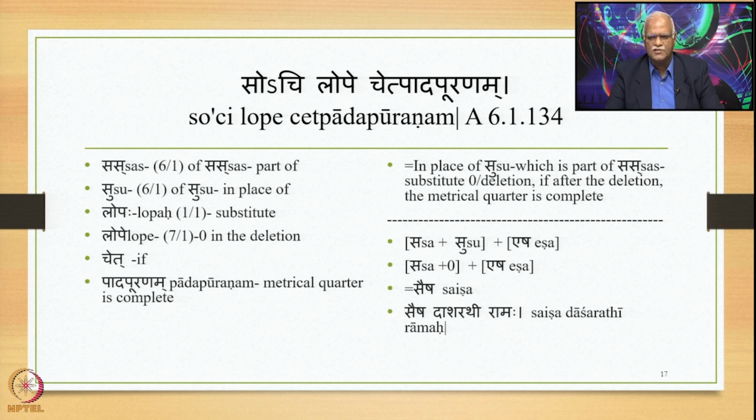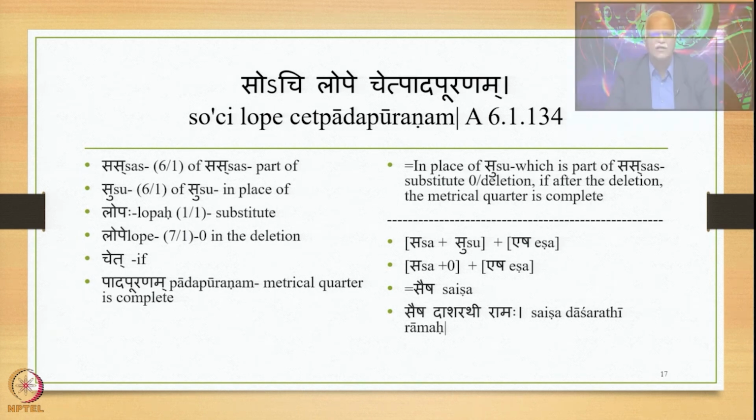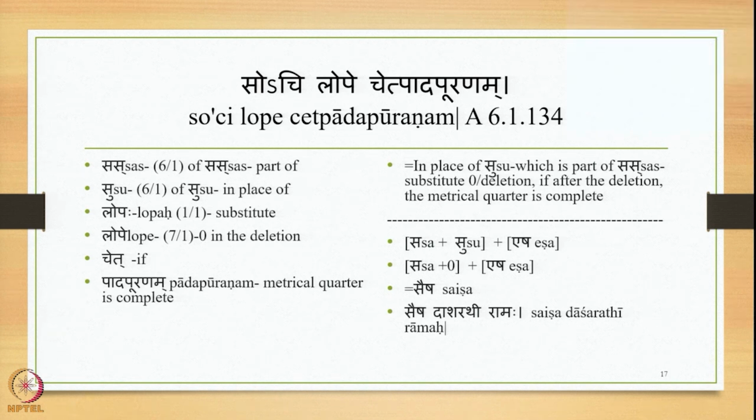Similarly, sochi lope chet padapuranam. This sutra is 6.1.134, and it is stating the deletion of su after sa, that is tad, once again in a further limited environment, namely the metrical quarter completion. The padas in this particular sutra are 5.